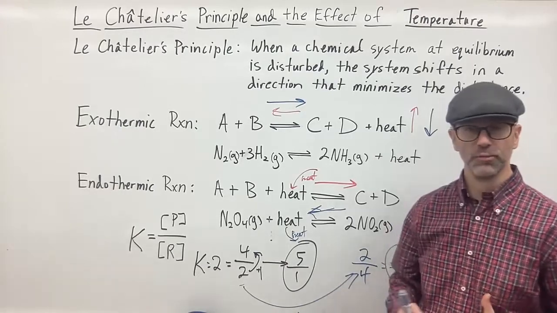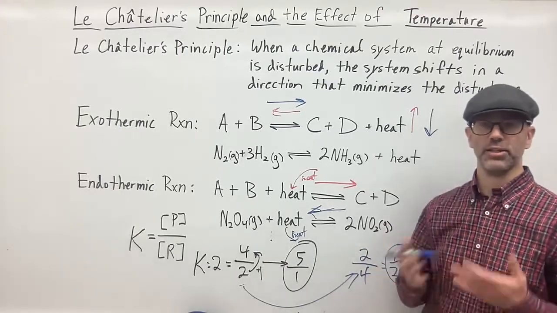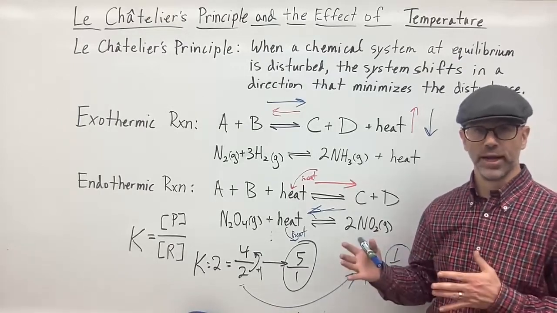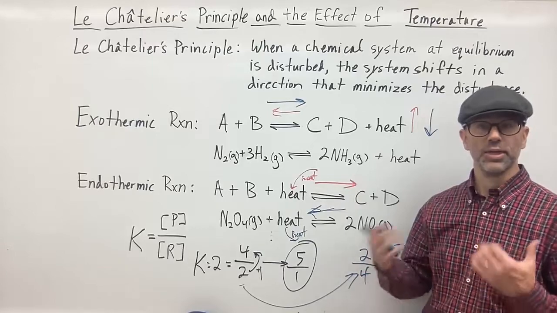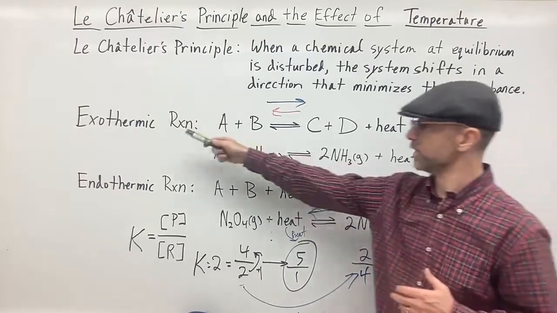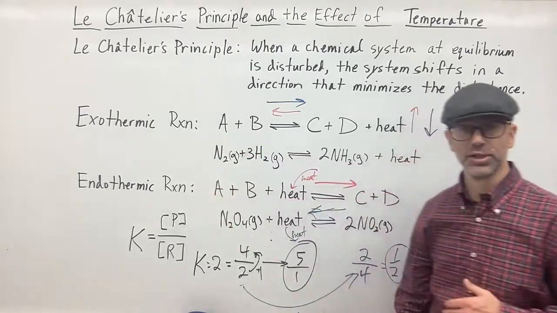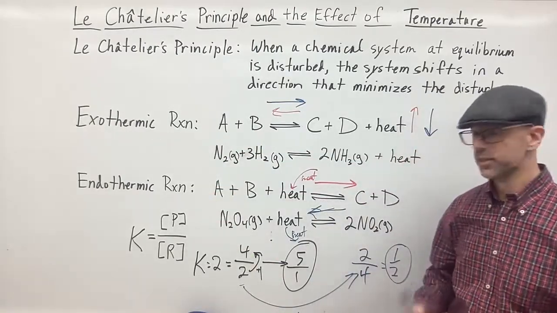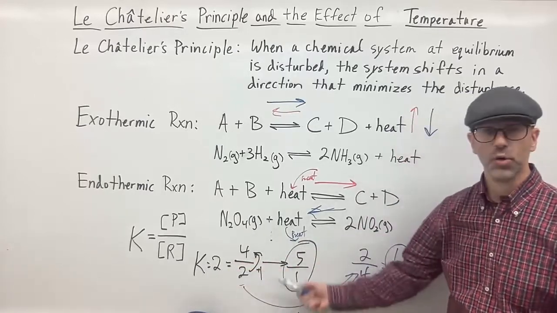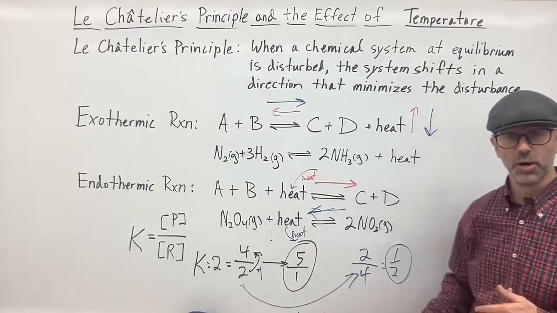So I hope this is helpful. We can see that when you change the temperature of the system, it's going to shift in such a way in order to relieve that stress. How it shifts is going to depend on whether it's an exothermic or endothermic reaction. And when it does shift, the new equilibrium constant is going to be different from the previous one.